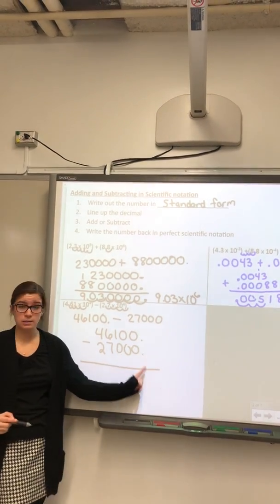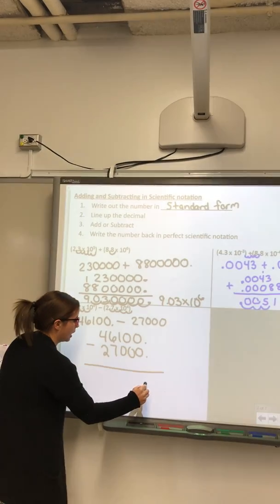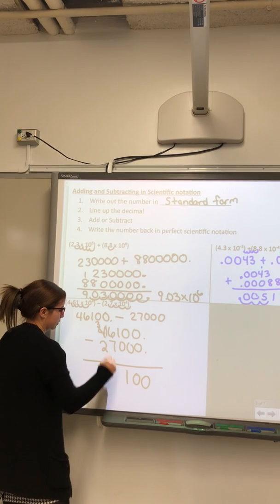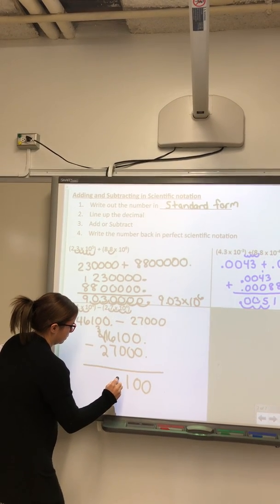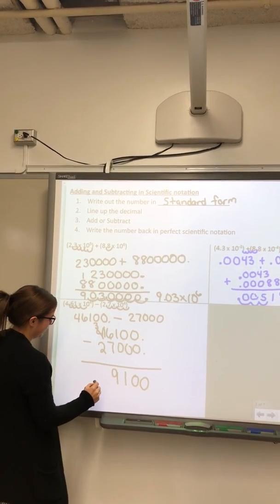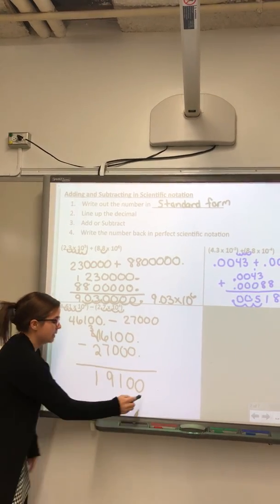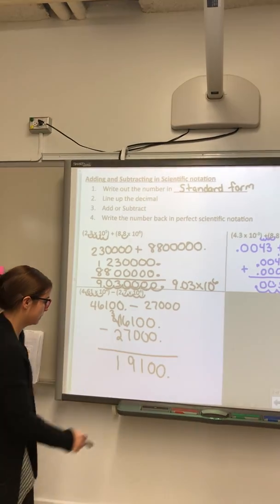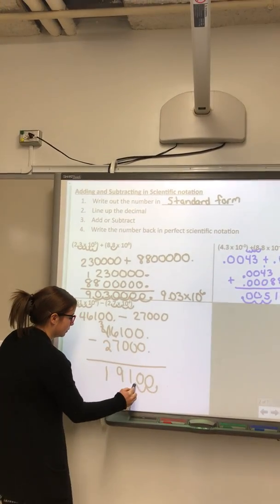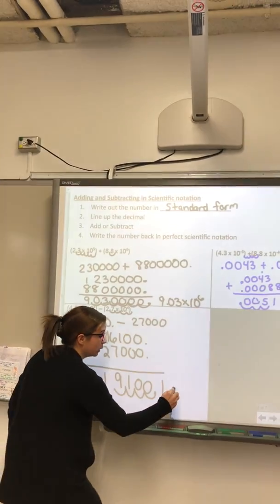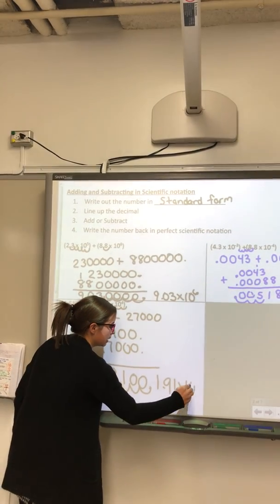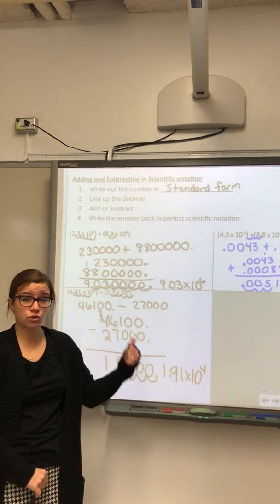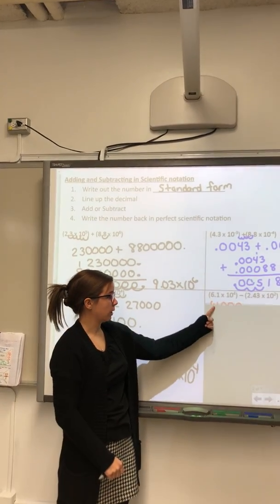Okay, notice my decimals line up. I'm going to subtract. Okay, now that I have my answer, I'm going to write it back into scientific notation. 1.91 times 10 to the 4th power. Okay, now what I'm going to have you do is try the second subtraction problem.